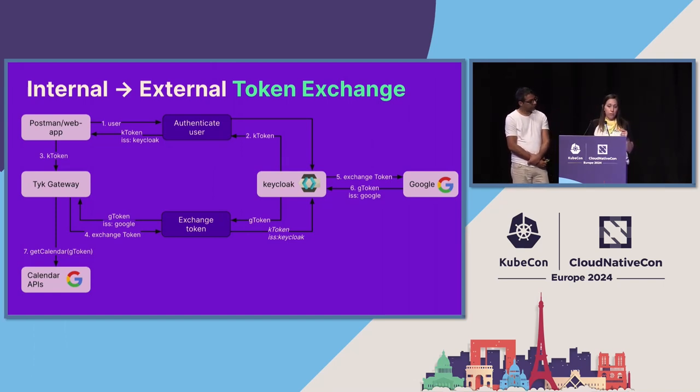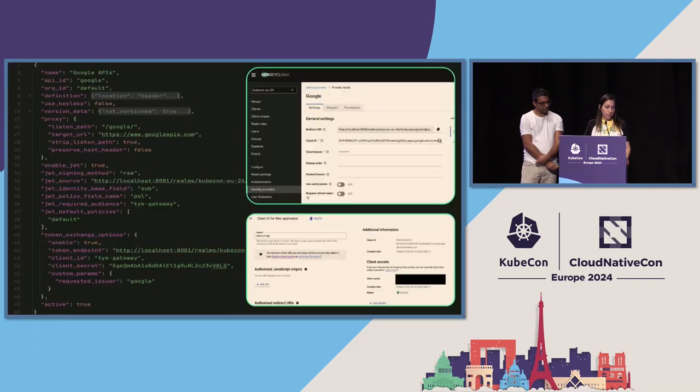Keycloak, in its turn, does a token exchange again against Google, and Google returns the Google token, which is then propagated to Keycloak and Keycloak to the gateway. With that, the gateway can reverse proxy to the service that is now using the Google token and can access the Google calendar. And now we can see this in action.